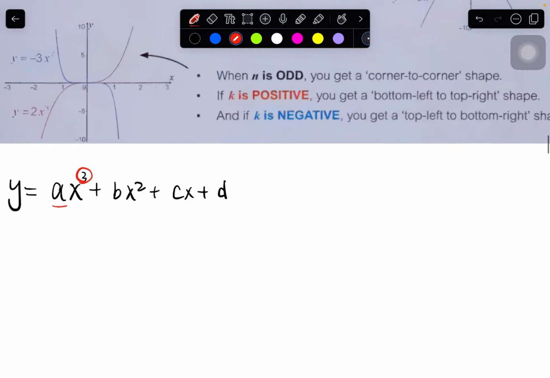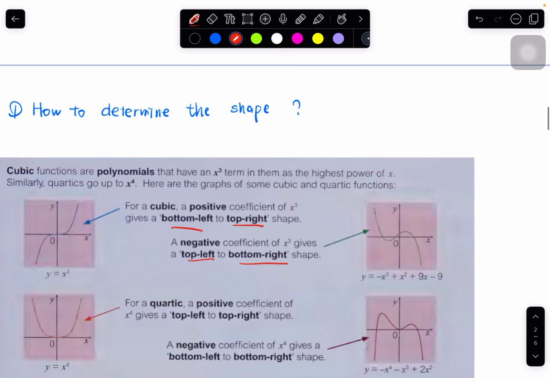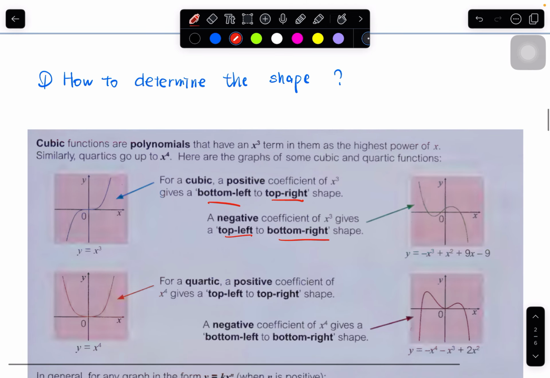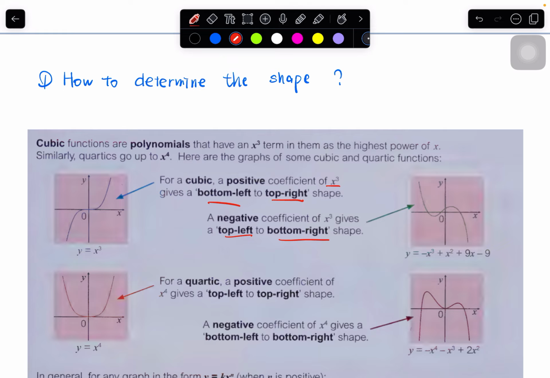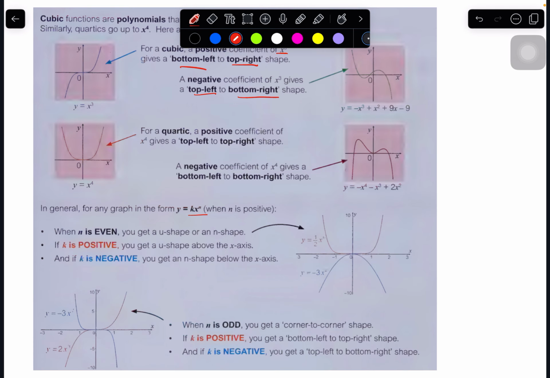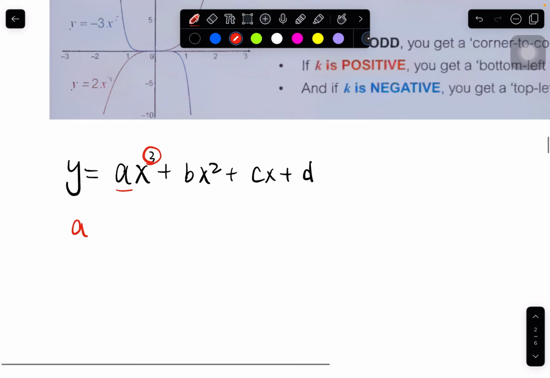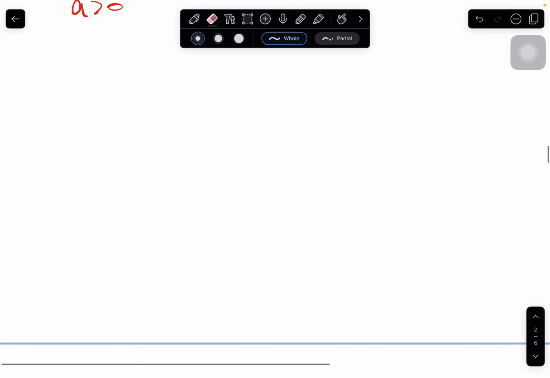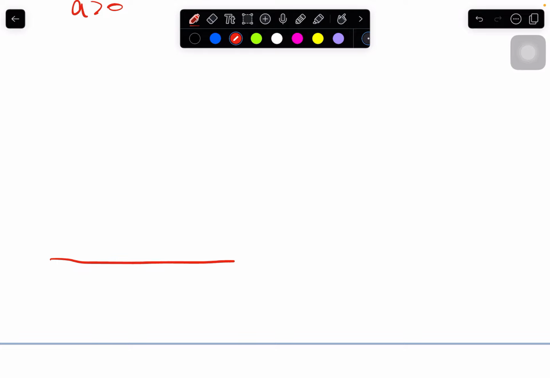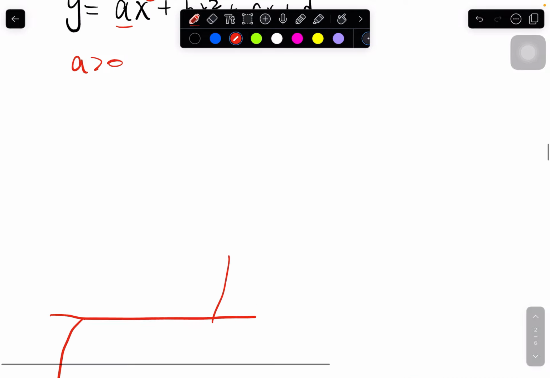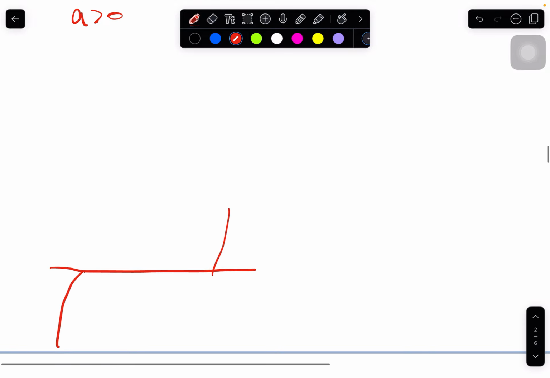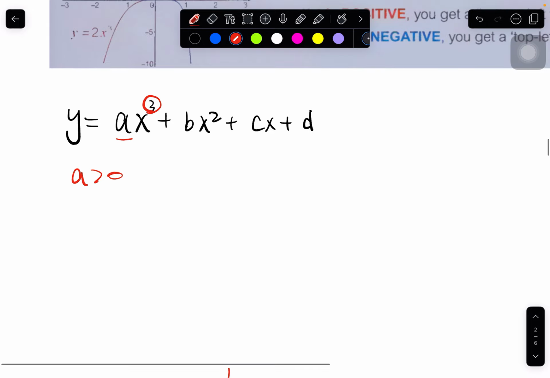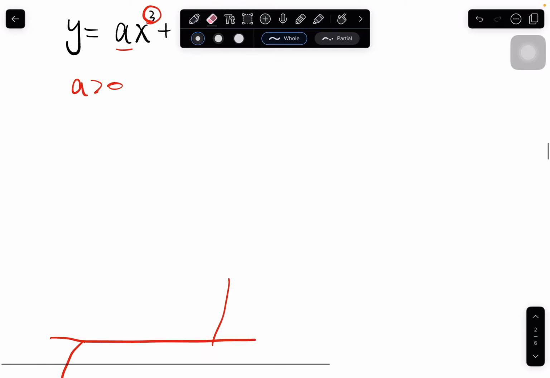Now let's just see the conclusion. For a cubic function, if there is a positive coefficient of x cubed, that means our leading coefficient a is greater than 0. When a is greater than 0, the pattern is bottom left and top right. So let me explain why it's bottom left and top right. Let's explain the top right first.